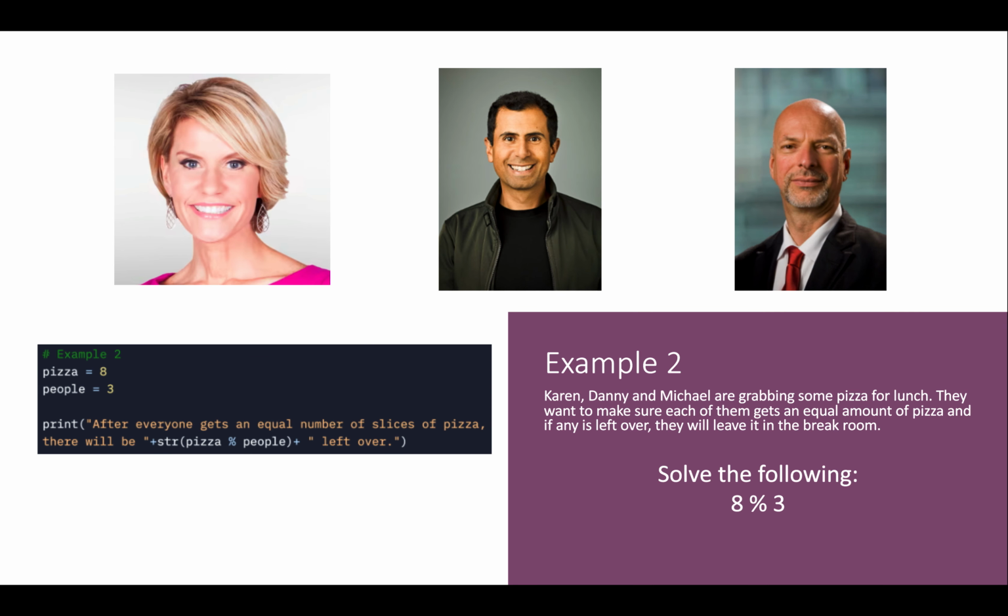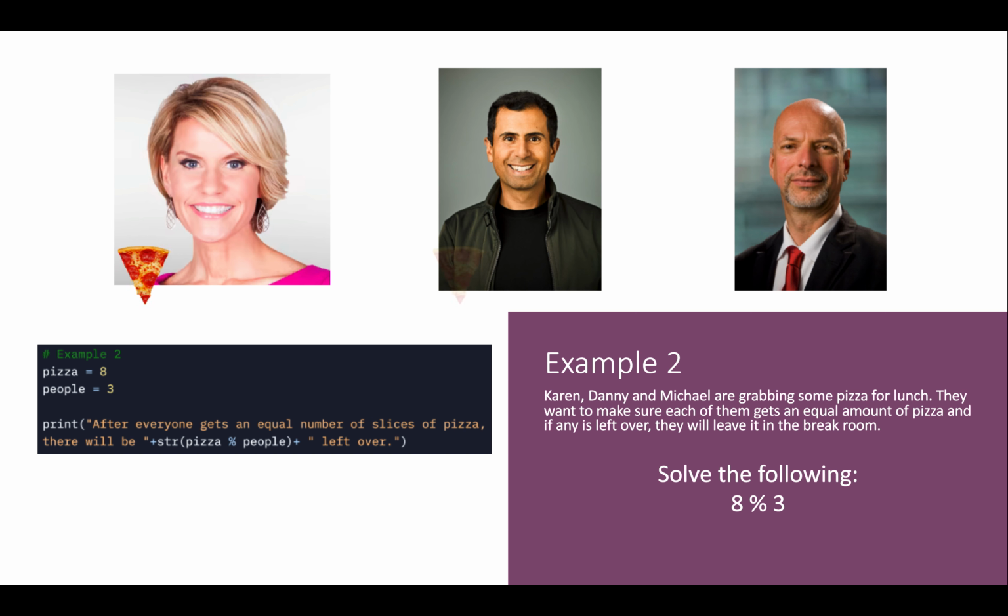And if we were to write it out in code, pizza, we have 8 pieces of pizza. We have 3 people, so that's the 8 modulus 3. And after everyone gets an equal number of slices of pizza, there will be, and I'm just printing it out again as a string, left over.